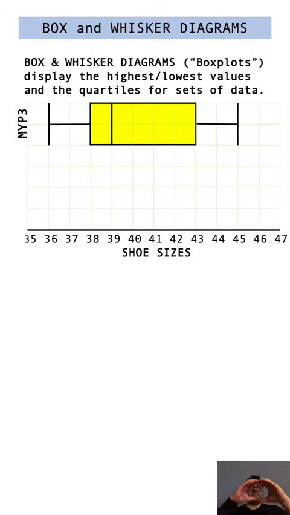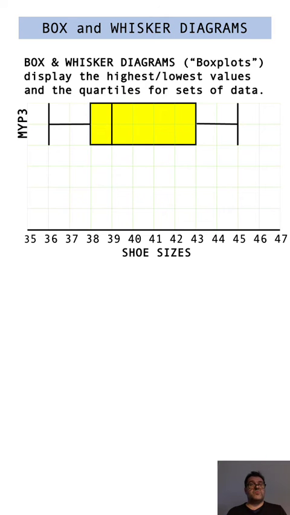And then the box in the middle is showing you the middle 50%. So it's showing you from the lower quartile up to the upper quartile. You can see the box starts at 38 and goes up to 43. That's the lower quartile and the upper quartile. So the box in the middle is showing you the middle 50% of the data. And then you can see there's a line in the middle of the box that's showing you where the median is. So the median is 39.